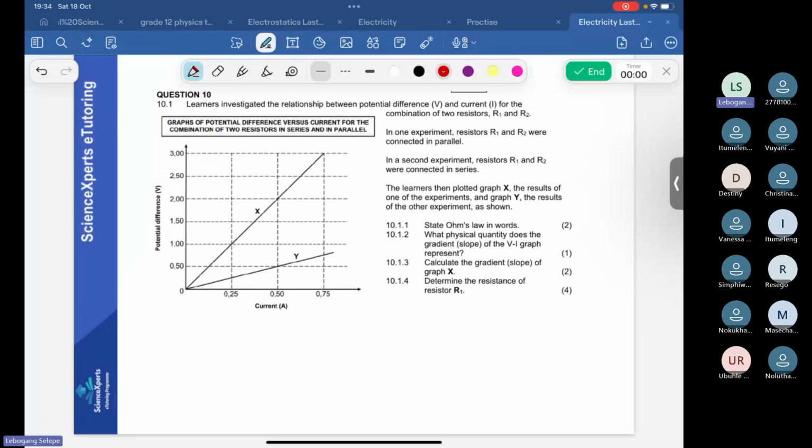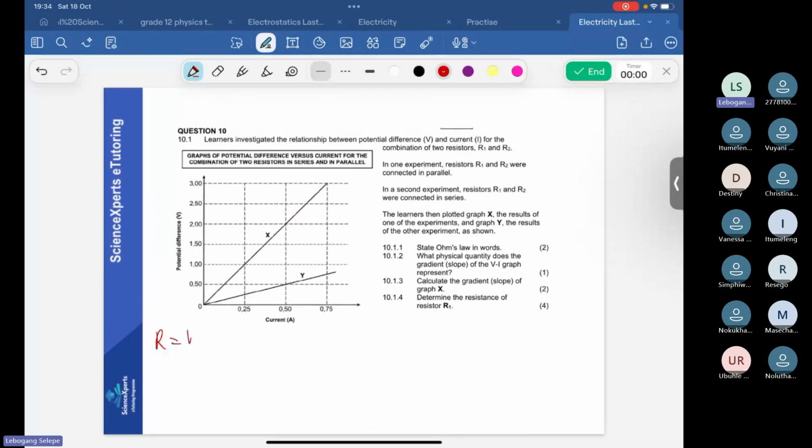And if there's no internal resistance, we're just going to use Ohm's law. So R equals V over I. They plotted potential difference versus current, so let's make potential difference the subject of the formula. Potential difference would be equal to R multiplied by current. So this would be y equals mx. The gradient would be the resistance and x would be the current.